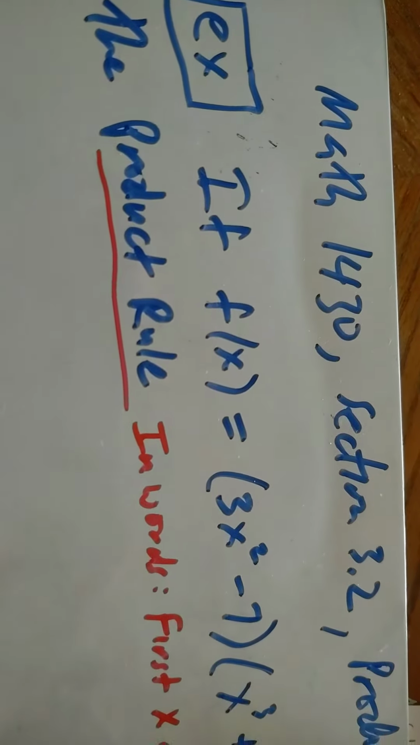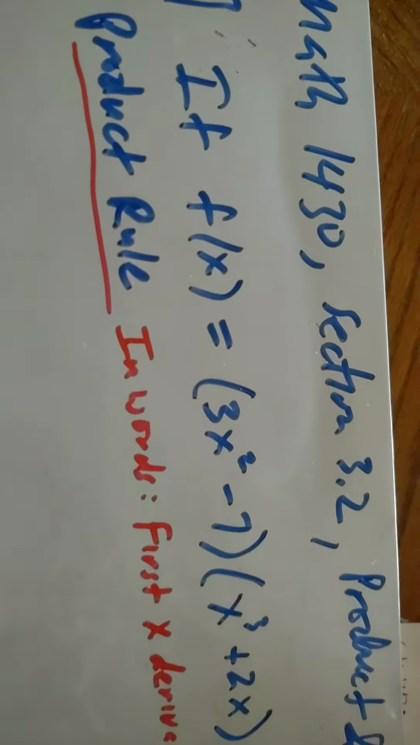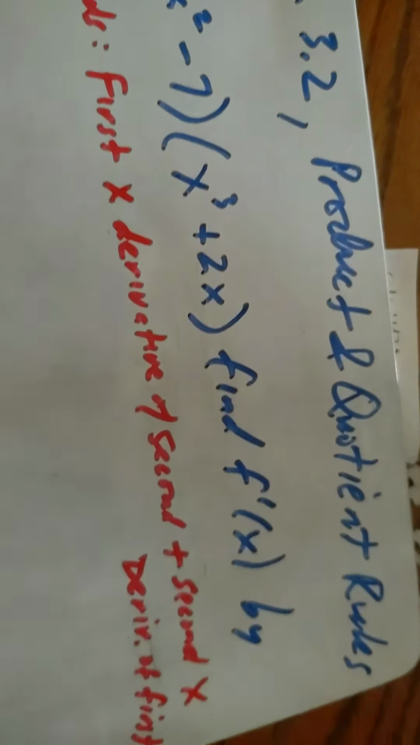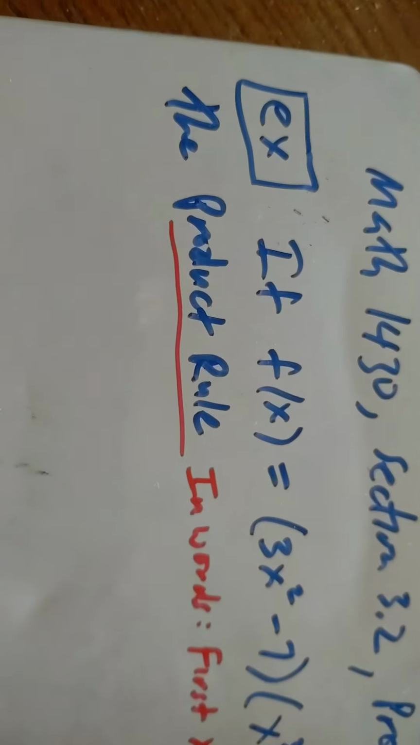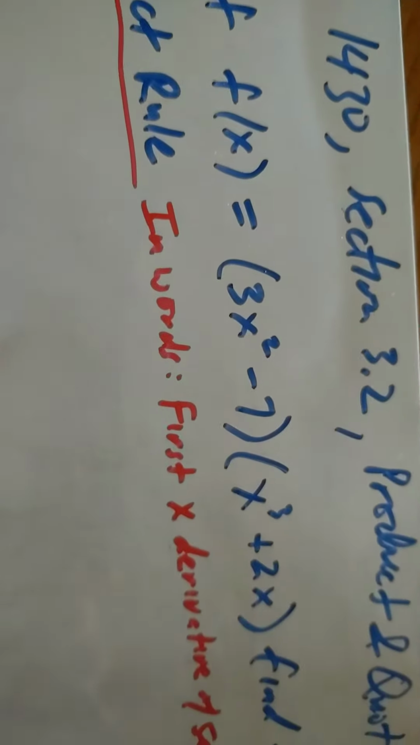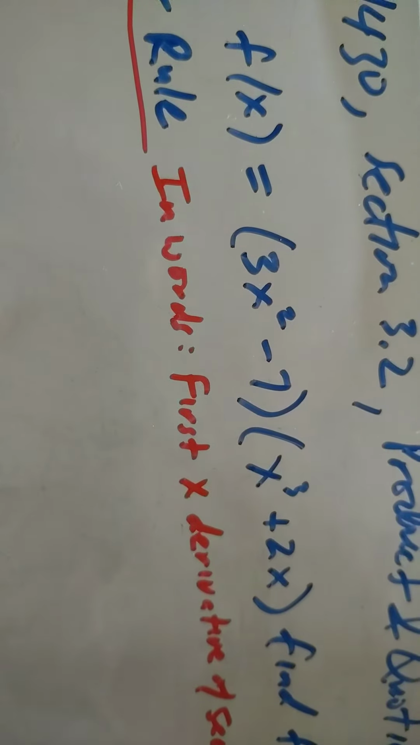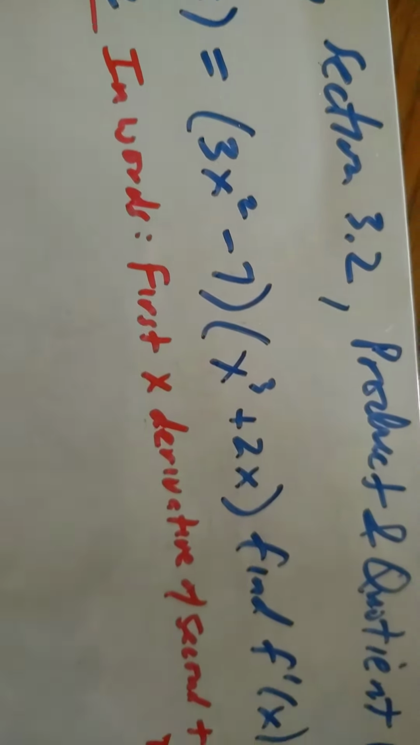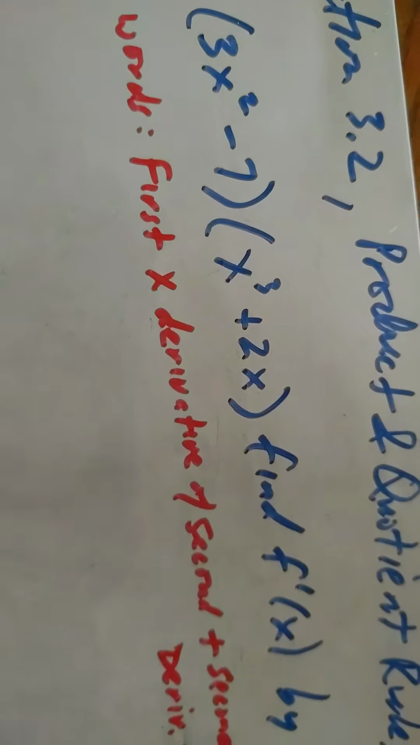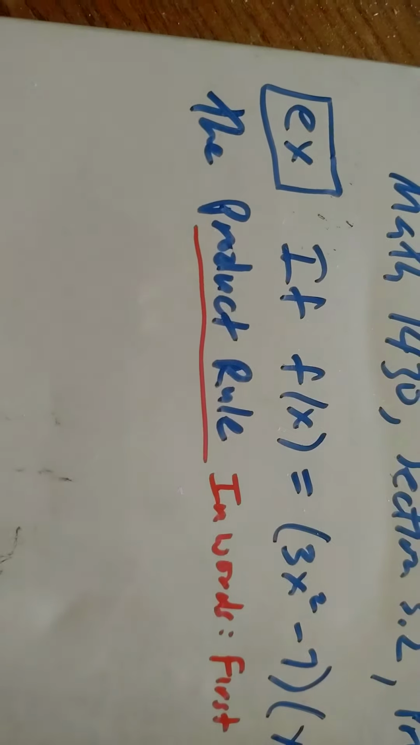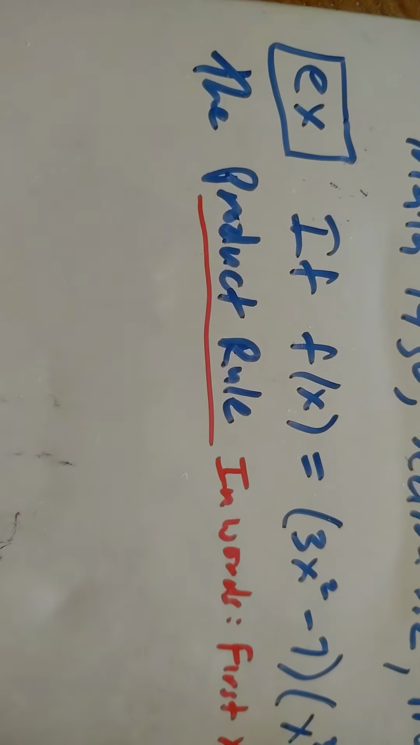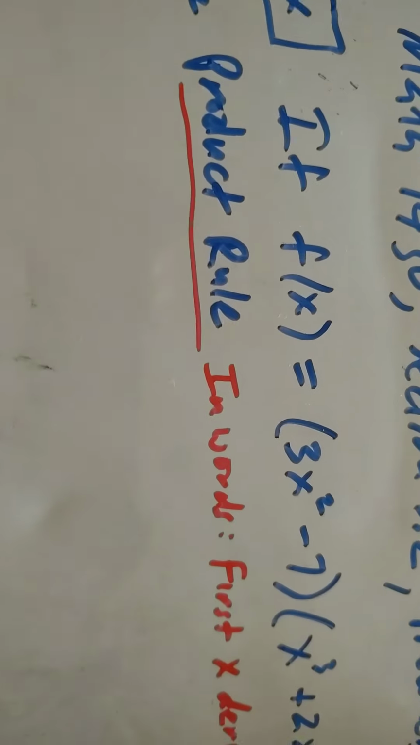So this is Math 1430, section 3.2, product and quotient rules. So here's our first problem. If f of x is equal to this product, 3x squared minus 7 times x cubed plus 2x, find the derivative f prime of x by the product rule. So what is the product rule? Here it is in words.